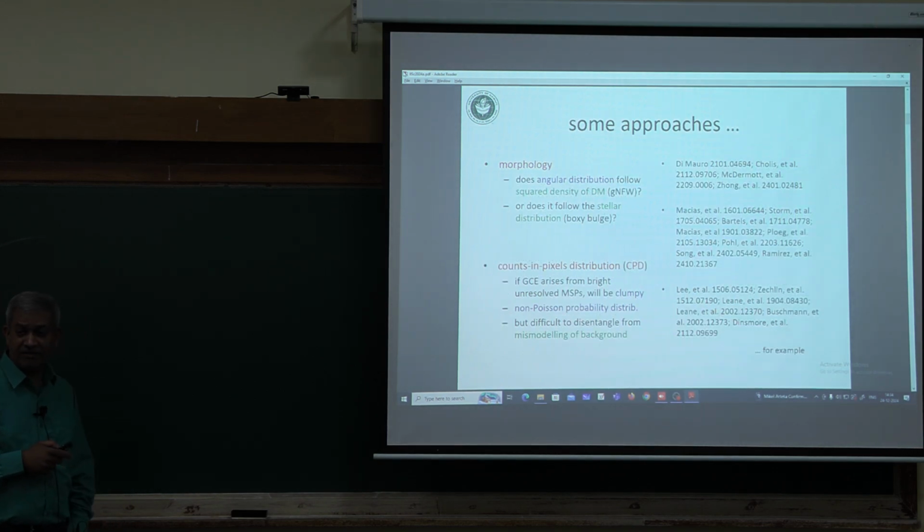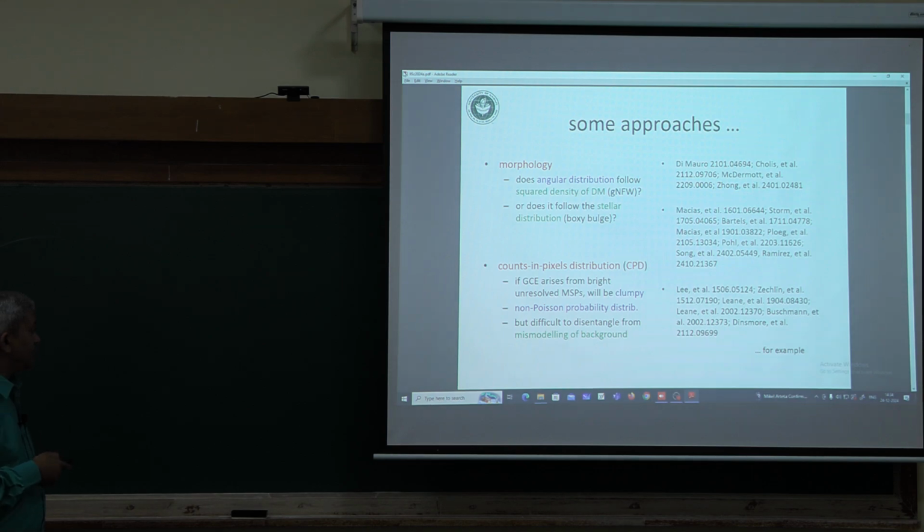And so I can briefly describe some of the approaches people have used. One approach is to look at the morphology of the signal. Basically, does the angular distribution of the excess follow the squared density of the dark matter if you assume something like a generalized NFW profile? And that's what you'd expect if this came from dark matter annihilation from an S-wave initial state, for example. Or on the other hand, you could ask, does it follow something like the stellar distribution, which is what you might expect if the origin was millisecond pulsars.